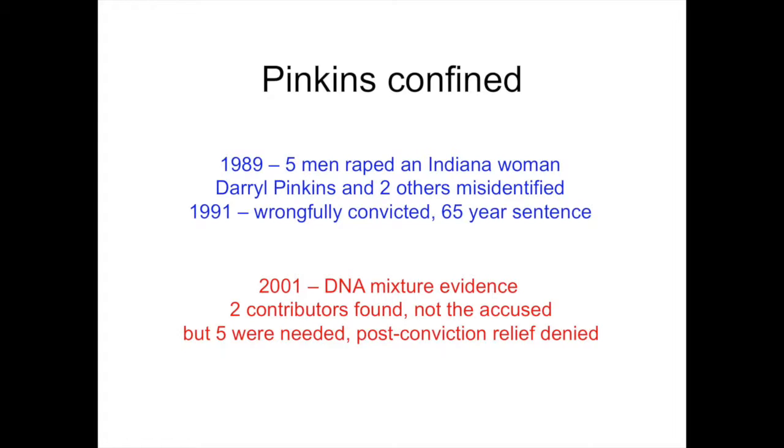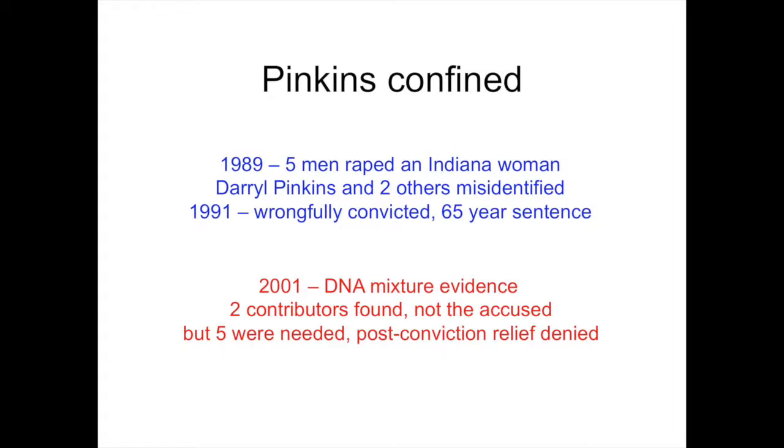In brief, in 1989, there was a series of bump and rape crimes, and it culminated with 5 men raping an Indiana woman. Darryl Pinkins and 2 other men were misidentified through clothing. In 1991, they were wrongfully convicted, and Mr. Pinkins was sentenced to 65 years in prison.